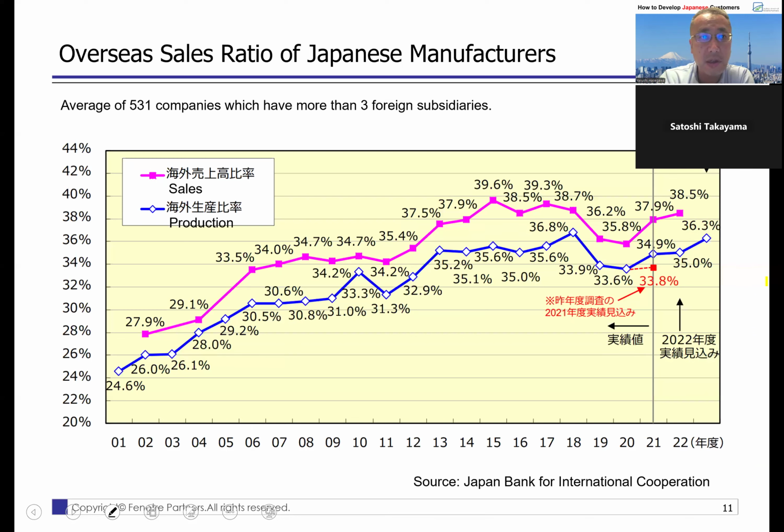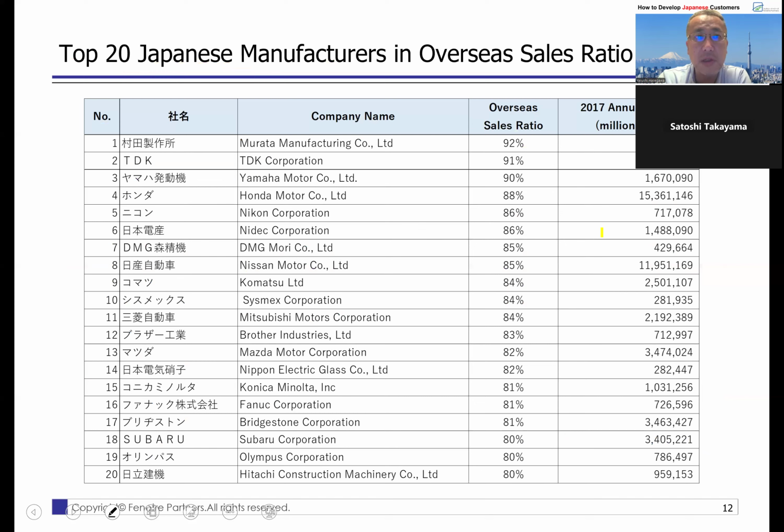And this is our chart about the overseas sales ratio. 20 years ago, that was 20-something percent, but now it's over 30%. Maybe it'll be 40%, 50% in the coming few decades. Which means Japanese companies, or your potential customers in Japan, are supposed to keep growing by global expansion and export. Those are some good examples.